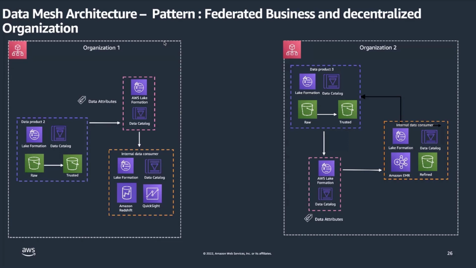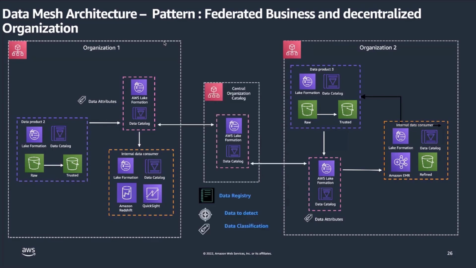So bringing all this closer together, if you want to create a discoverable catalog across two different business organizations, you can create something like a central organization catalog where you bring those catalogs back into the central organization. That will keep a common organization-wide data registry. And you'll also know what types of data are coming from different organizations, that are lived and managed from each organization. And from a data detection and classification perspective, you know how those data are classified from the business domain and the producer standpoint.